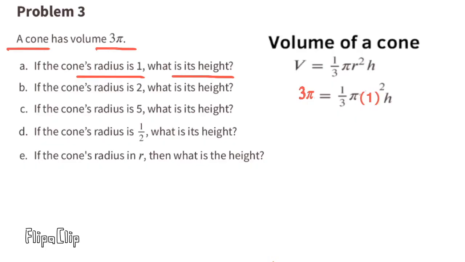Since we're solving for the height, we need to get the h by itself. Let's multiply both sides by the reciprocal of 1/3, which is 3. 3 times 3 pi and 3 times 1/3 pi times h. That gives us 9 times pi equals 1 times pi times h. And now we can divide both sides by pi. 9 times pi divided by pi equals 9, and 1 times pi times h divided by pi equals h. The height of this cone is 9 units.